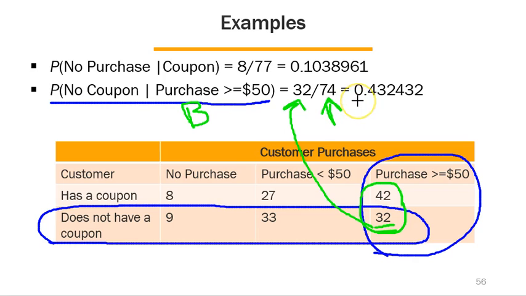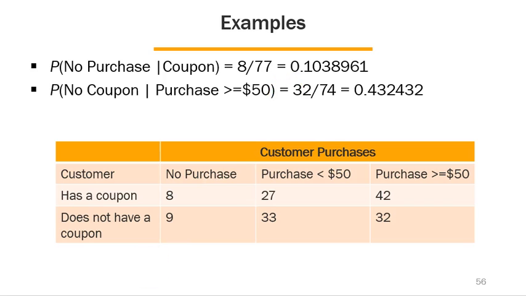And punching that in on a handheld calculator, for example, you can get 0.432432 and then more decimal places if you want. So there's a couple of examples of finding a conditional probability from a small set of data.